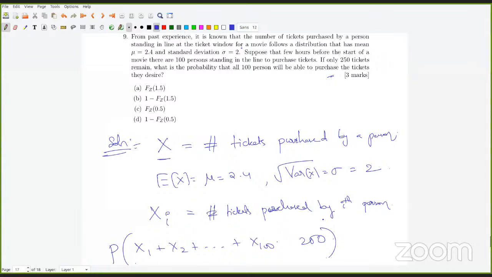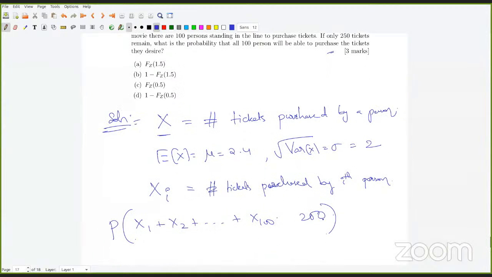Yes. See, that desire, their desire. Desire means if I wish to buy one ticket, I should be able to buy that one ticket. If I wish to buy 4 tickets, I should be able to buy those 4 tickets. Okay. So all these 100 persons will have their own desire to purchase a number of tickets. It should be less than or equal to 250, right? Yeah, it is less than or equal to 250.